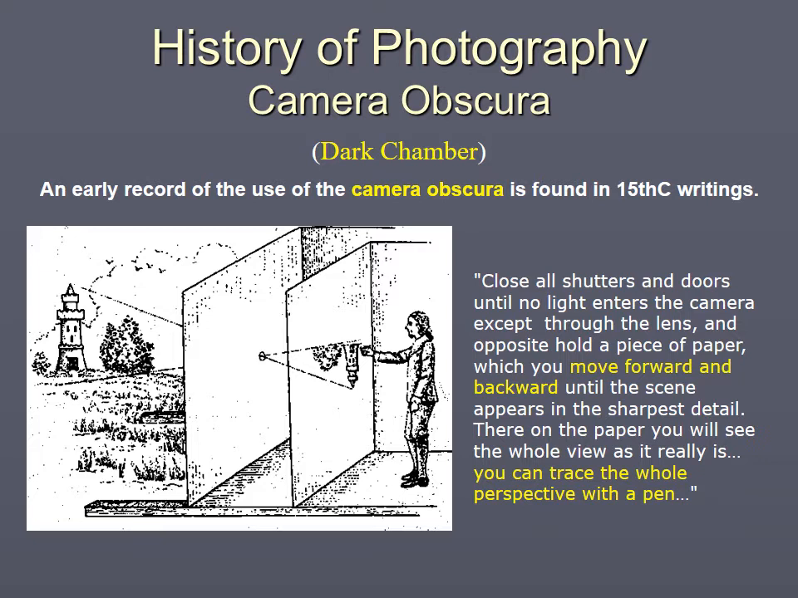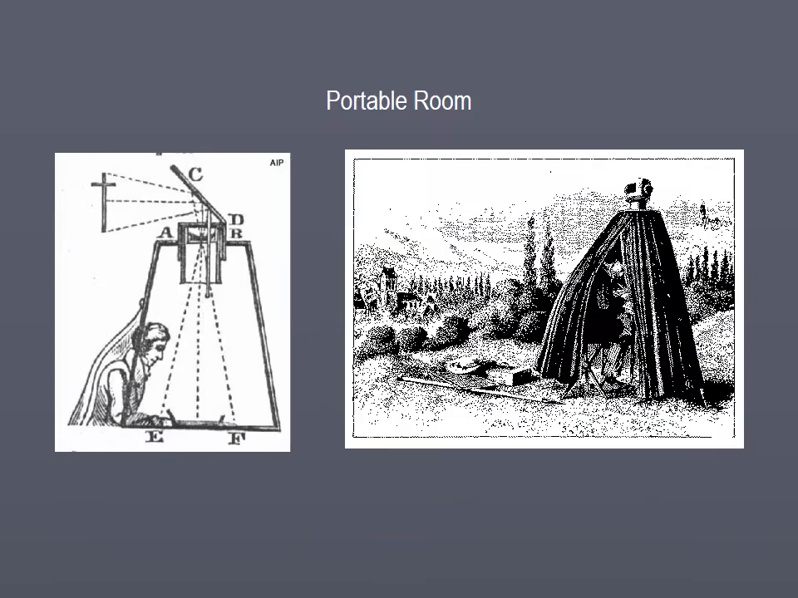So these were the first cameras. Instead of film or a chip in the back, they would trace what they saw. So the first cameras as we know them were portable rooms that they'd walk around with, and instead of using film at the back, which wasn't discovered yet, they would trace what they saw, or what was coming in through the projection.